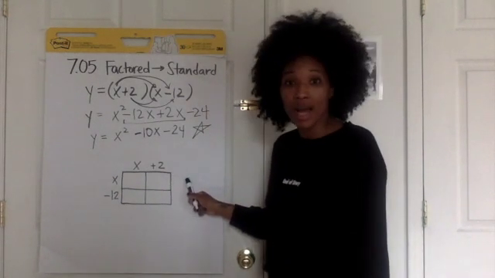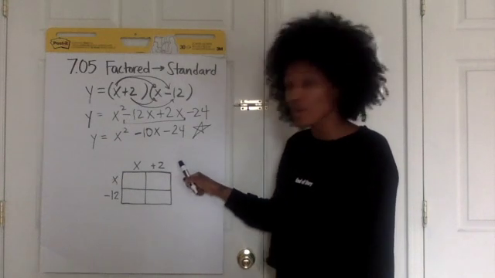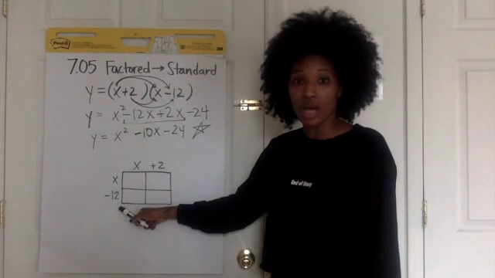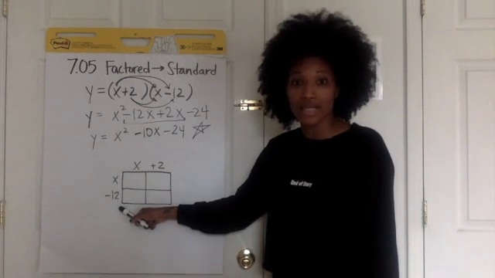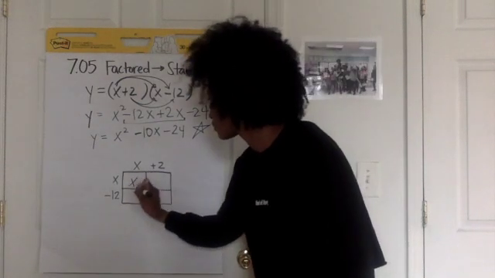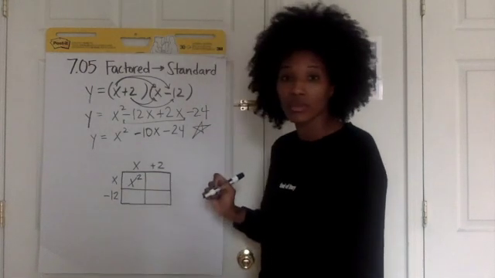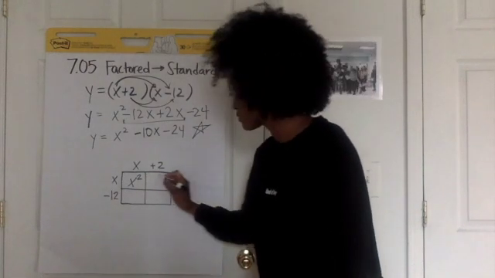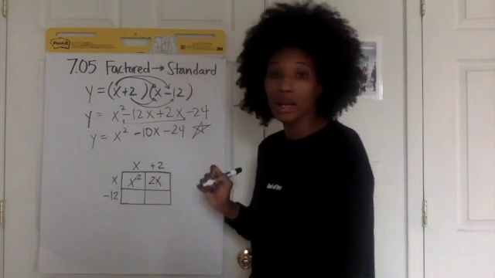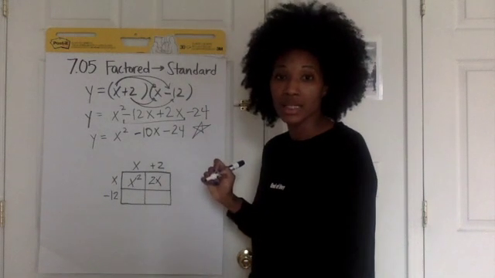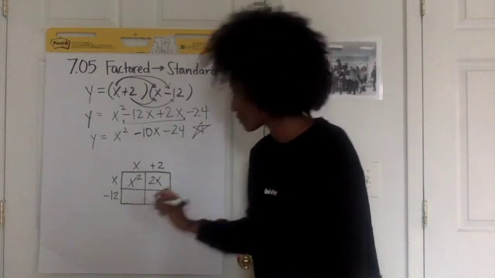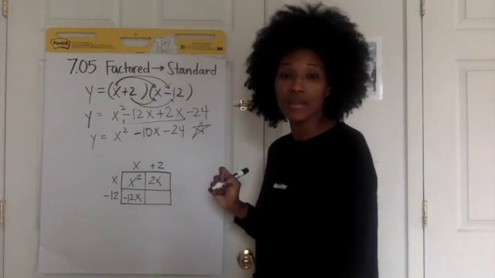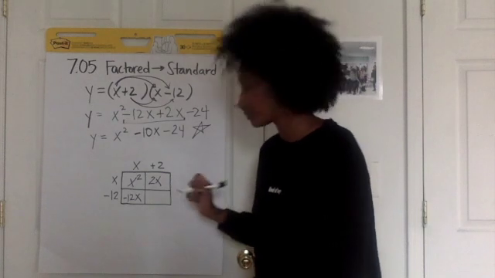And now I'm going to use the box method. I've already written x plus 2 on the top and x minus 12 on the side. So I'm going to start with x times x. X squared. Then I'm going to do 2 times x, which is 2x. Then I'm going to do negative 12 times x, negative 12x. And negative 12 times 2 is negative 24.